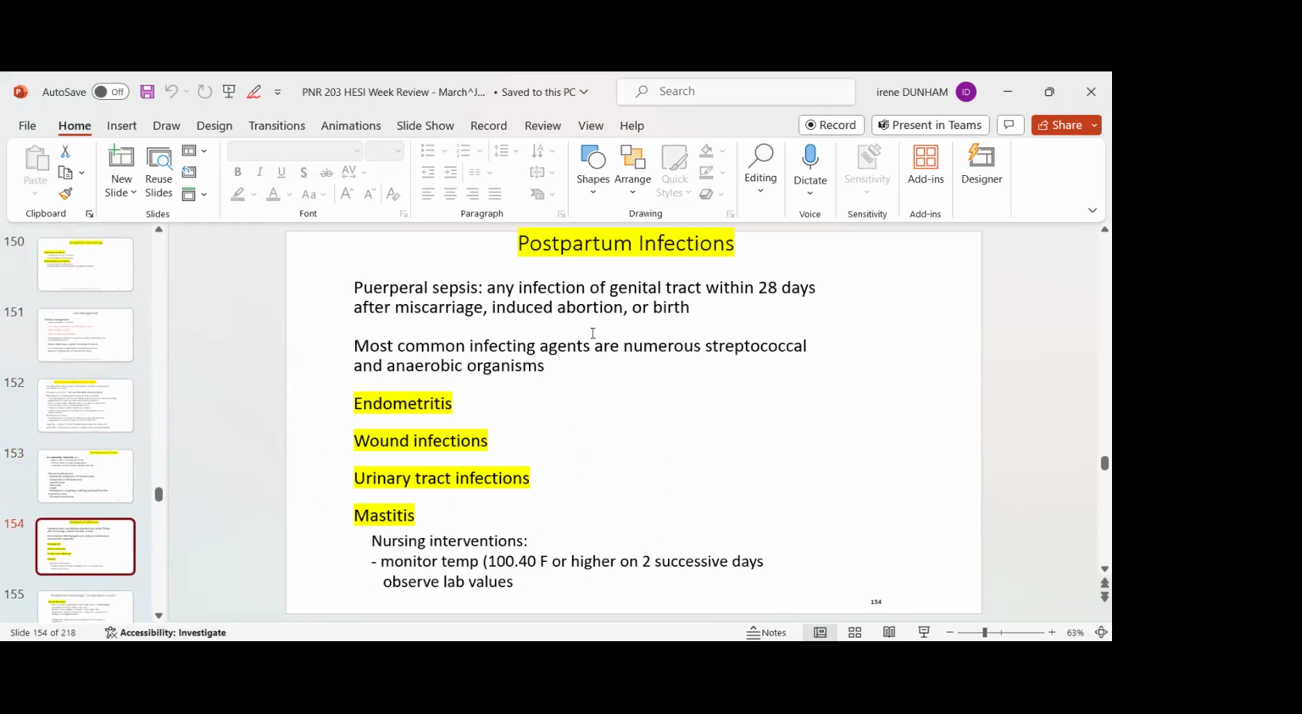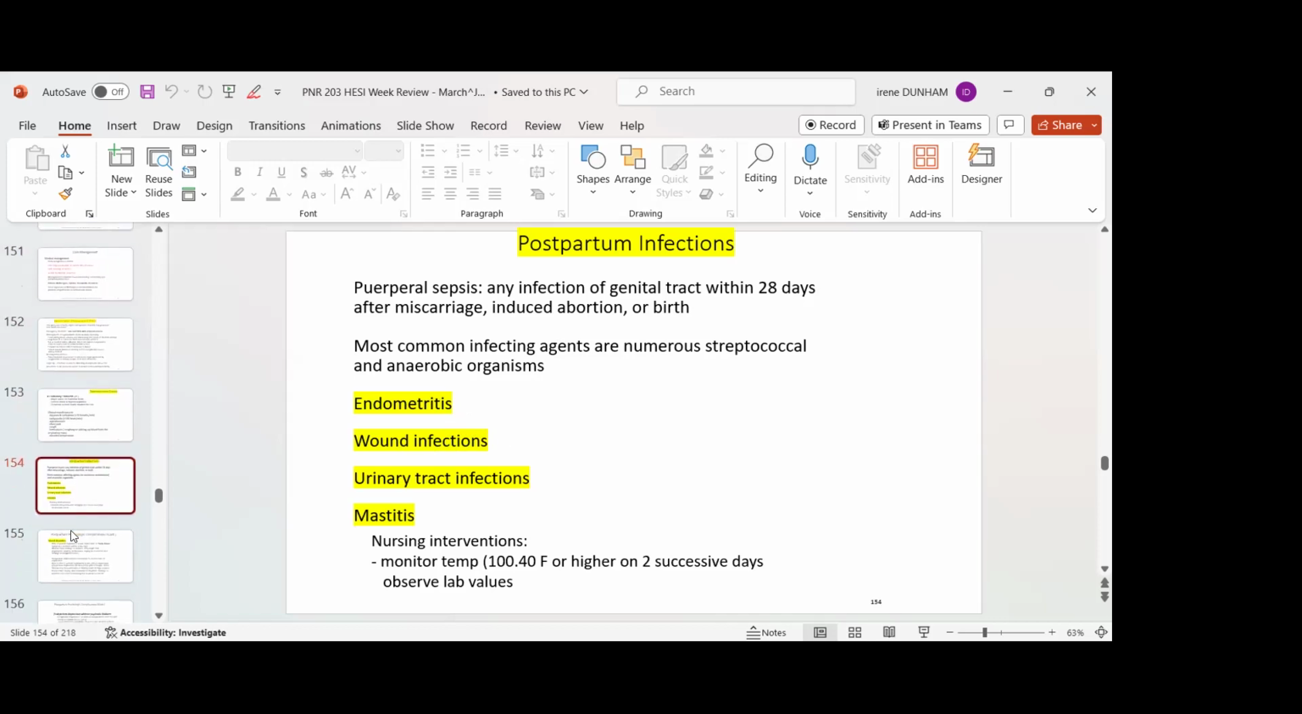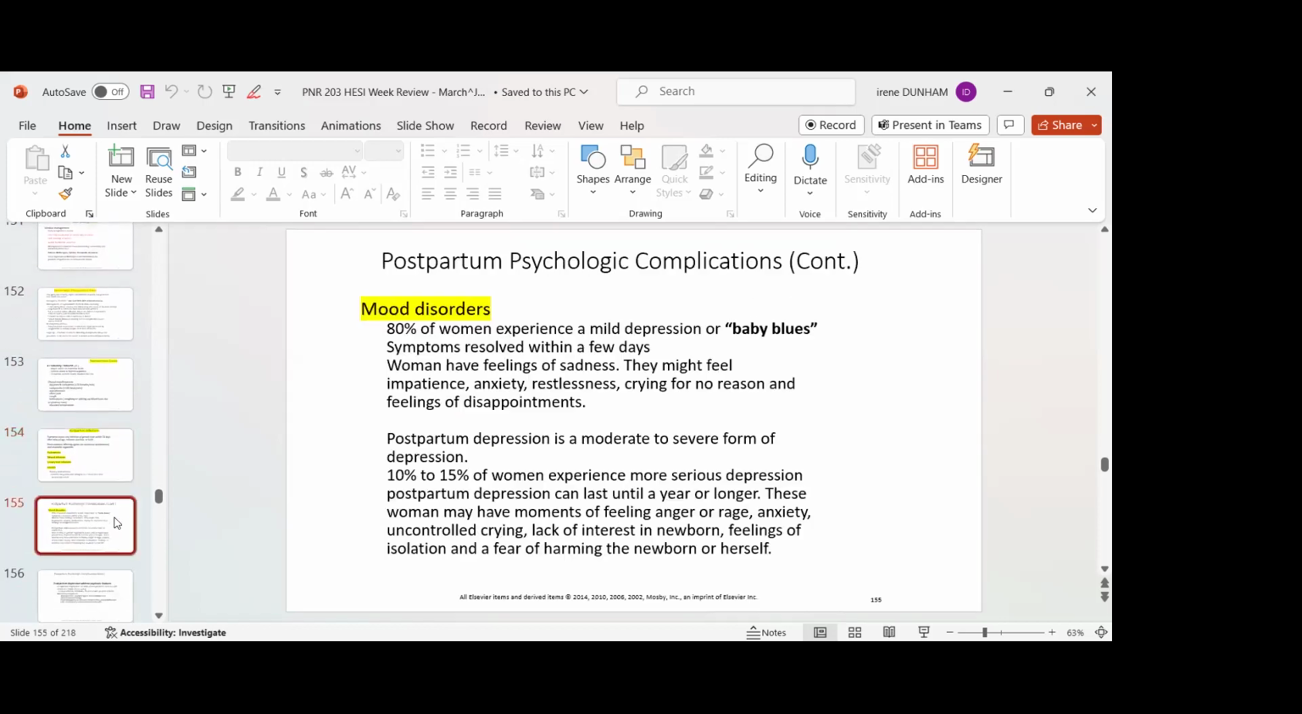Now, these are different postpartum infections. We talked about endometritis, which is an inflammation of the endometrium. You have wound infections. A cesarean incision or an episiotomy can get infected if you don't teach her how to clean after every urination or bowel movement. She can have mastitis, which is an inflammation of the breast. It's not good.